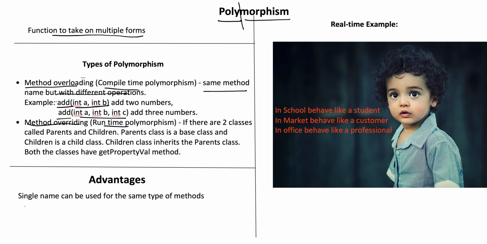That's called method overloading. Whereas in the case of method overriding, which is runtime polymorphism, suppose we consider two classes called child class and parent class. The child class inherits the parent class. Here both classes have a getPropertyVal method. If you try to access the method using a child class object, then the child class getPropertyVal would be triggered. Whereas if you try to access the object using the parent class, then the parent class getPropertyVal method would be triggered. Here the methods are triggered based on the object at runtime. That's why it's called runtime polymorphism.